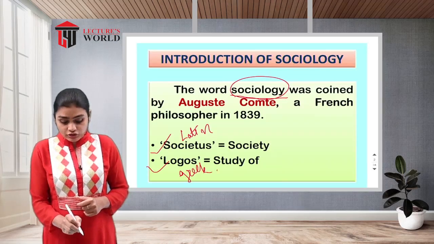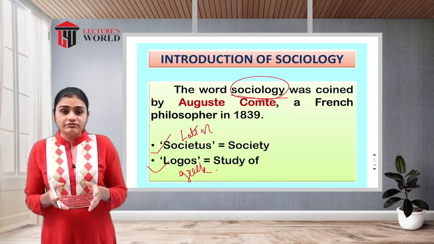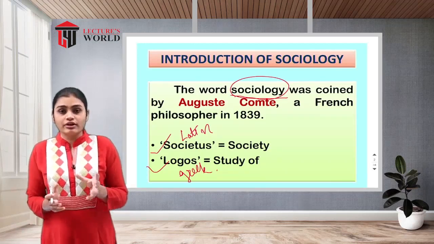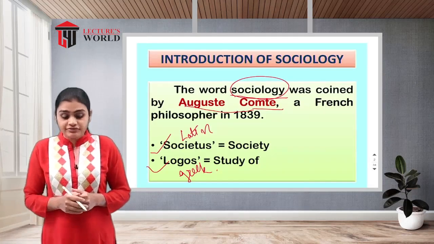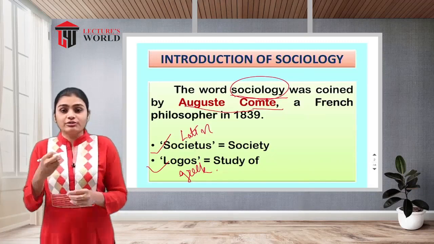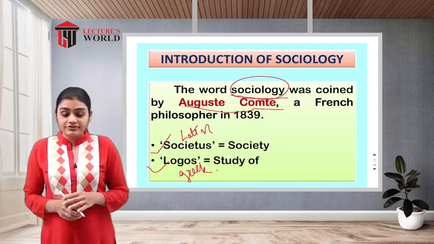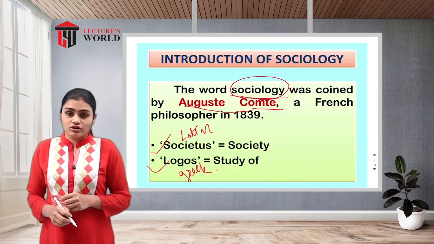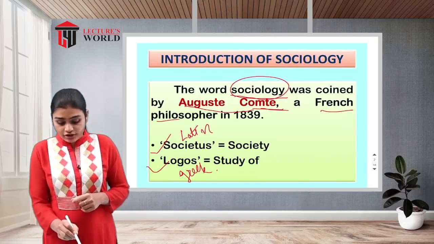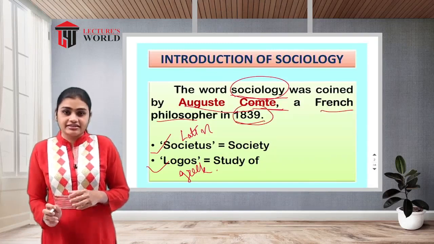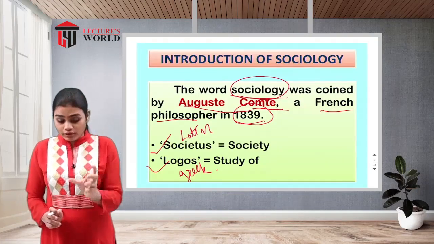From these two root words, the word sociology has come, and in the development of the term, Auguste Comte, a French philosopher, has contributed. That's why he is called the father of sociology. This word sociology was coined by Auguste Comte, a French philosopher, in 1839. That means from 1839 we all are aware of this word, sociology.